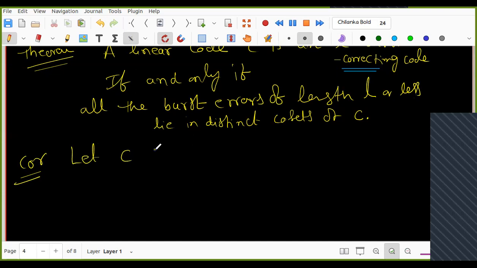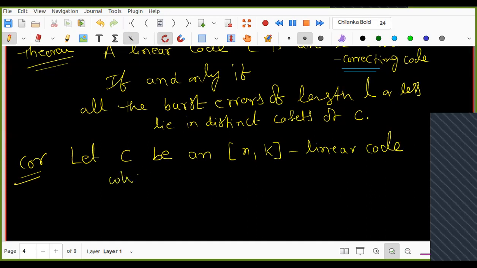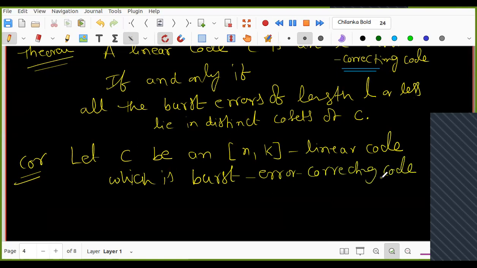Let C be an (n, k) linear code. When we write like this, automatically it is linear, but (n, k) linear code, okay, which is also an L burst error correcting code.